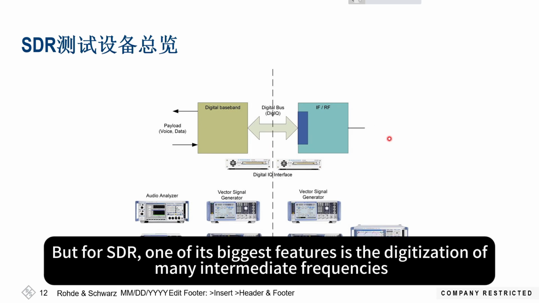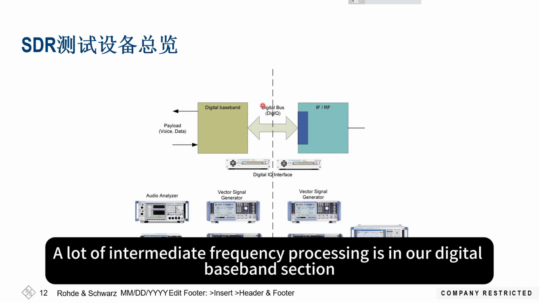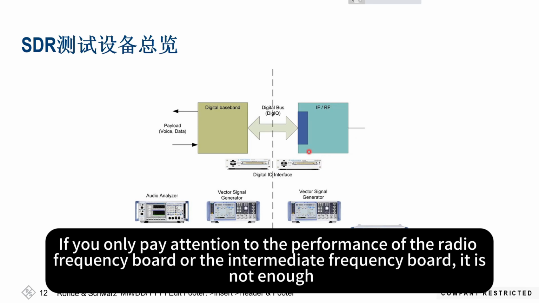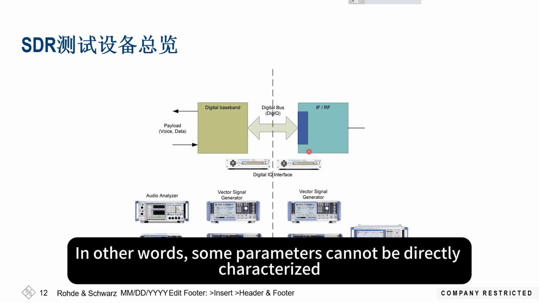But for SDR, one of its biggest features is the digitization of many intermediate frequencies. A lot of intermediate frequency processing is in our digital baseband section. At this time, if you only pay attention to the performance of the radio frequency board or the intermediate frequency board, it is not enough. In other words, some parameters cannot be directly characterized.